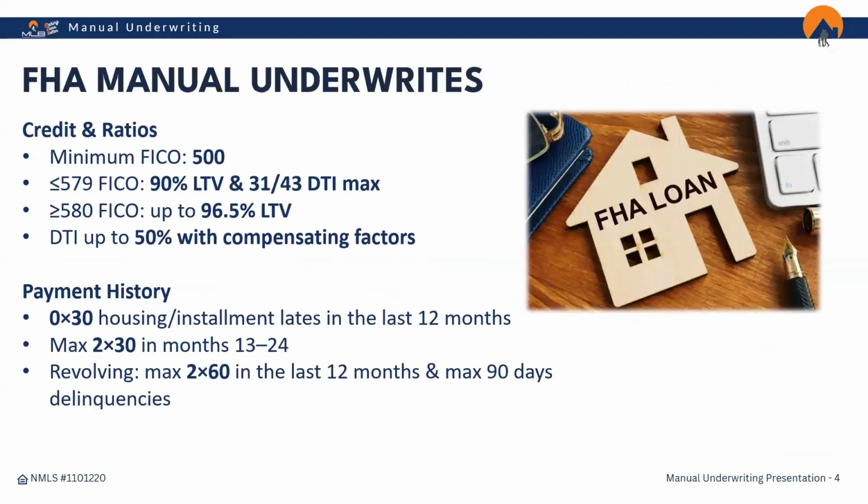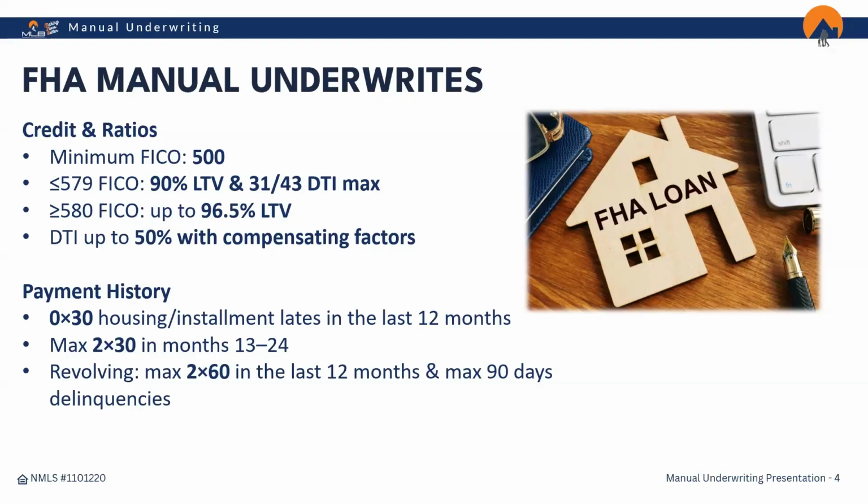So the first one we're going to talk about is FHA, the most common and the most used of these different options. FHA allows manual underwriting if you don't get that approve eligible, if you get that refer. Now, the great thing about FHA and why it's such a powerful program is that it allows for lower credit scores than most other programs. So for a manual underwrite on FHA, we can go down to a 500 credit score.